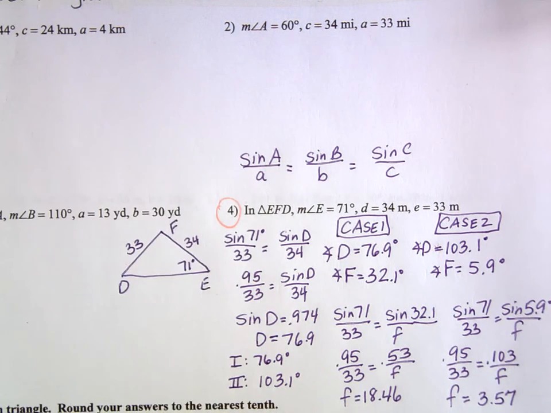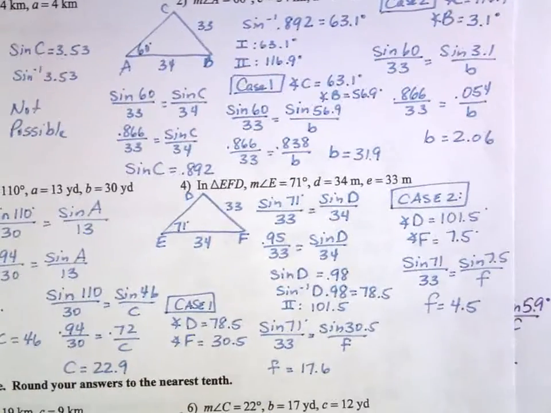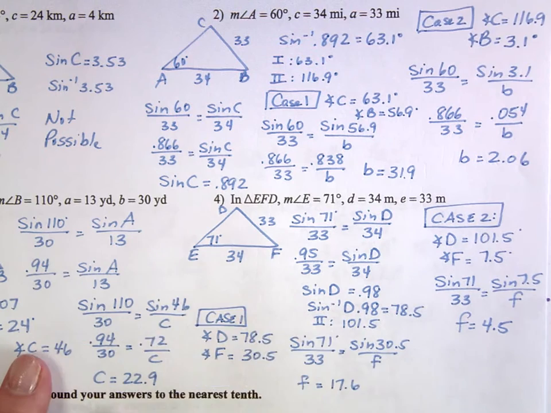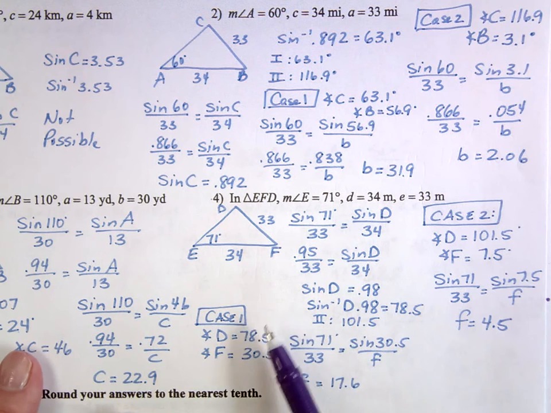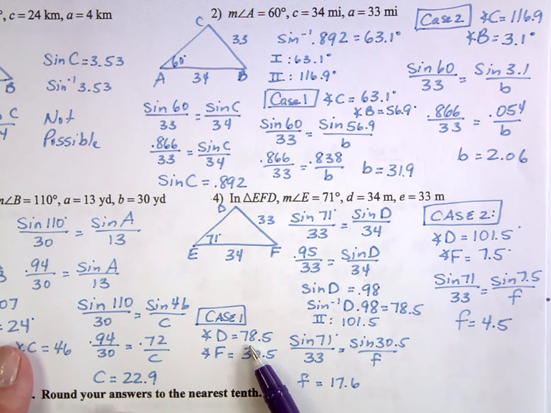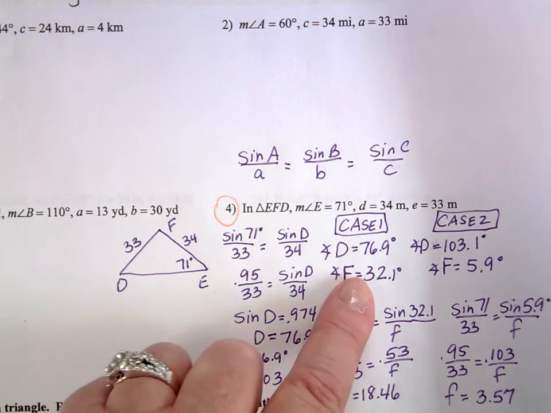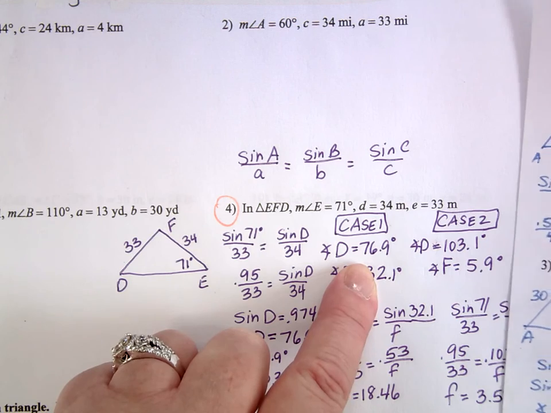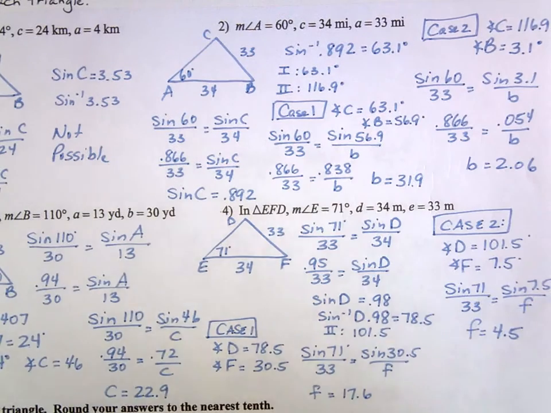Now let me show you something just so that you know. When I did the answer key, this is the same problem, if you can kind of follow here. Here's number 4. I got slightly different answers for this one. Angle D, I got 78.5, and that made my angle F 30.5. If you look at where we were, that's here. So I got 78.5 for this one and 30.5 for this one. What's the difference between these two? Is one of them right? Is one of them wrong? And the answer is it's all about the rounding.